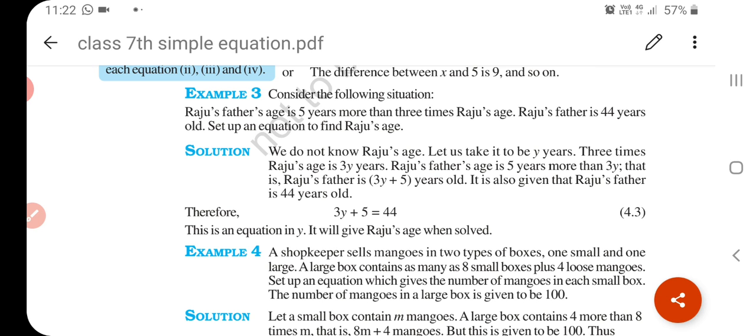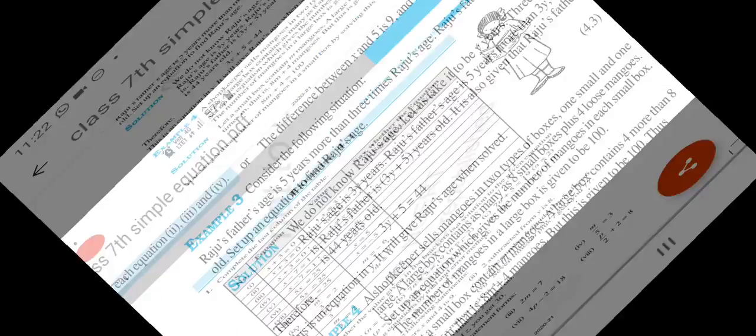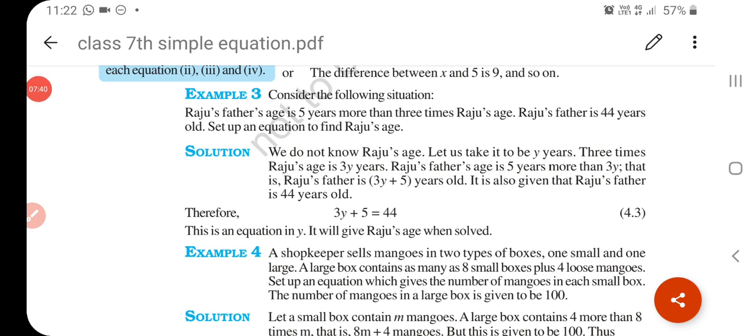So this simple equation is very useful to you. So student, so I told you, learn carefully these equations. Okay, now what is the difference between algebraic expression and equation?